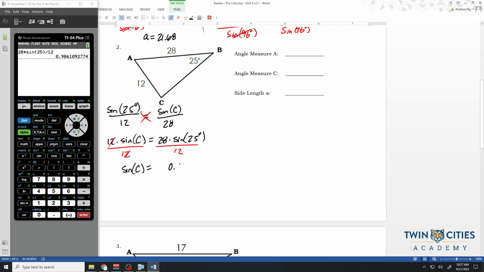This is 0.9861. And because we're solving for C and it's trapped inside of this sine function, we're going to do the sine inverse of both sides. So the sine inverse and the sine will undo each other, leaving C. And the right side here, we've got sine inverse. What we got there is equal to about 80.44. Yeah, we'll call it 80.44 degrees. So C is 80.44 degrees.